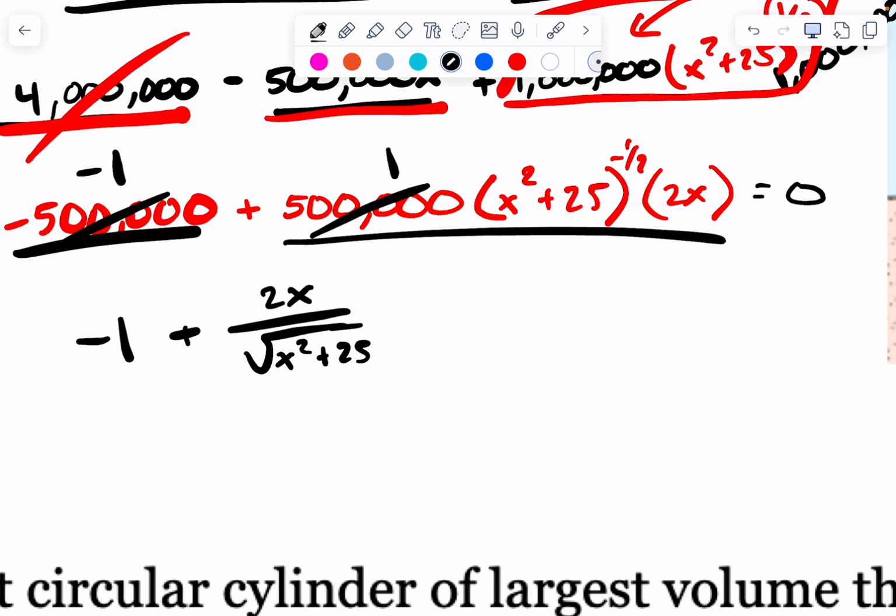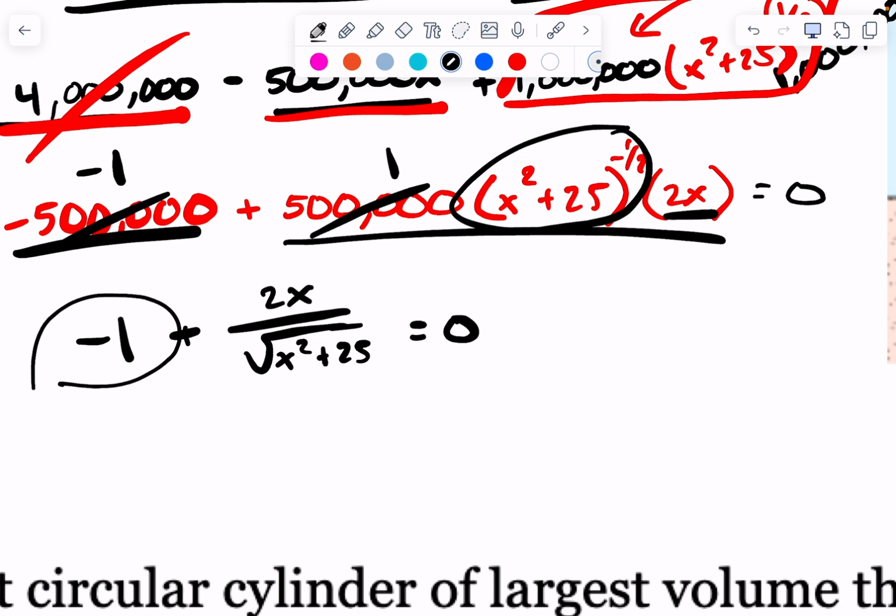Do you see what I just did? This guy went to the bottom. 2x times 1 stays on the top, and I have them set equal to 0. Great. Now, does the bottom cancel out? Can I multiply him over and the bottom cancel out? No, because this 1 is here. Boo.